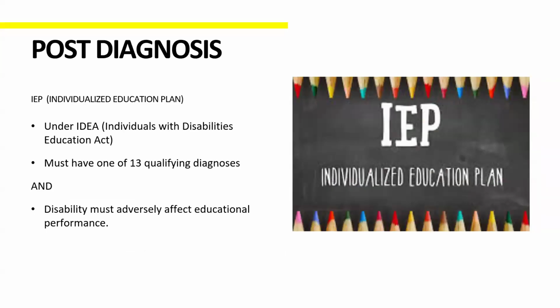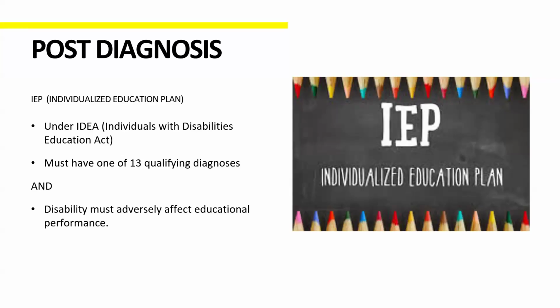For school-age children, having support in the classroom can be extremely important. As we know, those with autism often think and process information differently than a neurotypical individual. This is where having an IEP or 504 plan comes in handy. An IEP is an individualized education plan. To qualify for an IEP, one must have one of 13 qualifying diagnoses, and the disability must adversely affect their educational performance.